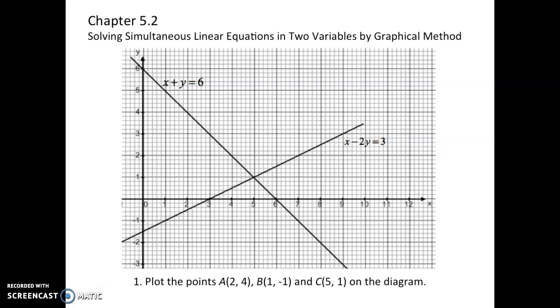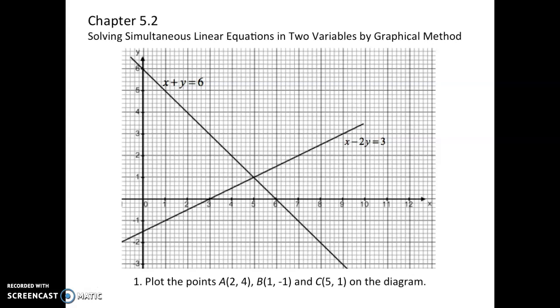Hello class. Today we'll be going into chapter 5.2, solving simultaneous linear equations in two variables by graphical method. On your first page, you will see this graph here with two lines on it.